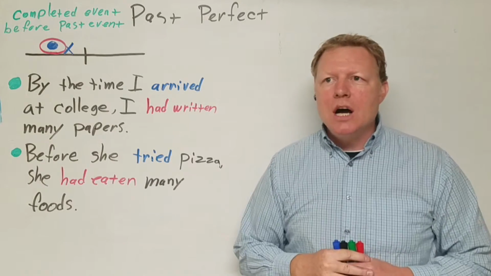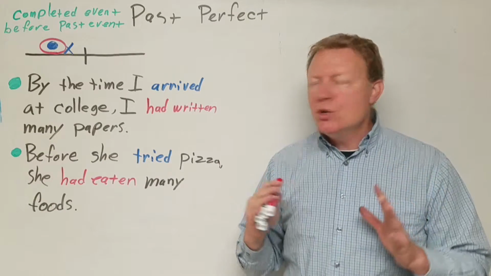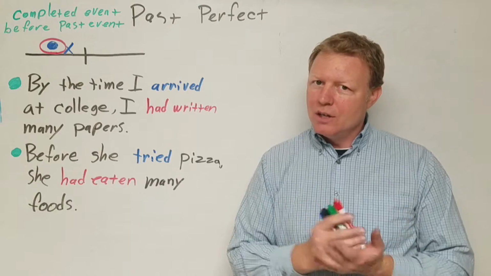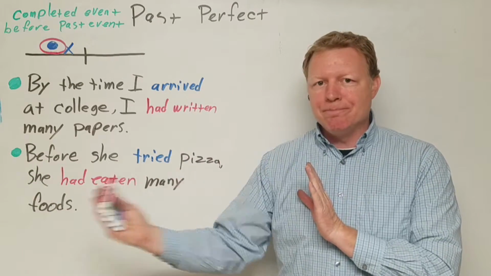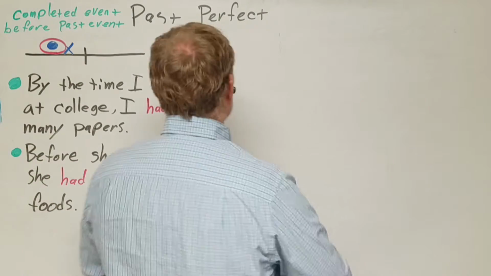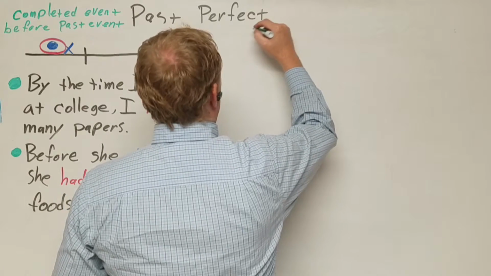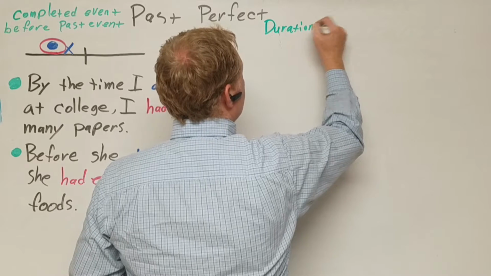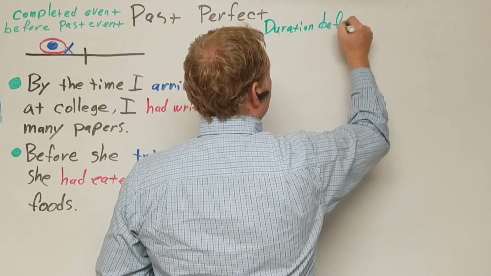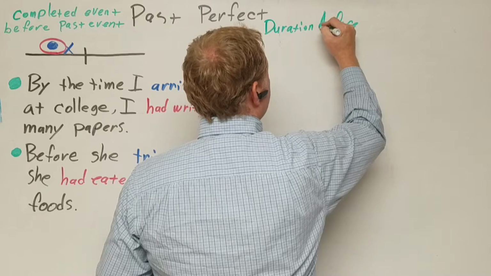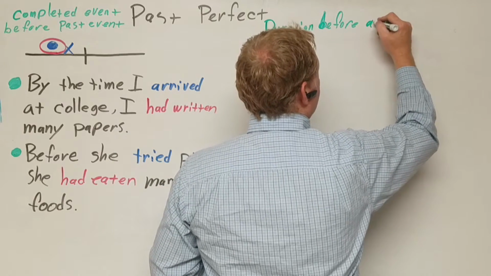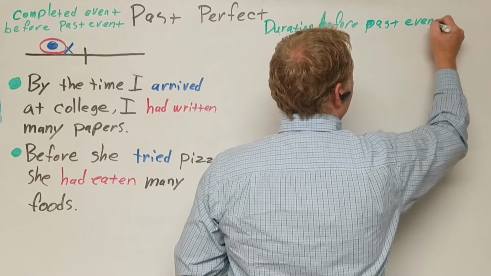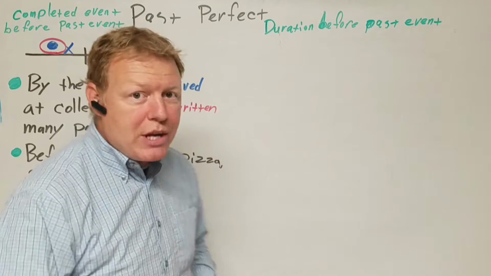Now let's look at use number 2. Use number 2 is basically the same thing. However, we can talk about a duration. So let's call it that. This is a duration. Duration before, that's a B, before a past event. Okay? So a duration before a past event.